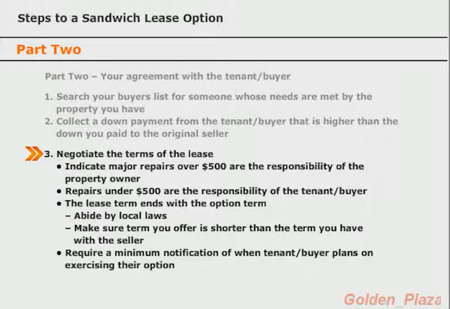Next, you need to negotiate the terms of the lease. Some of the things you want to watch out for include indicating that major repairs over $500 are the responsibility of the homeowner, and repairs under $500 are the responsibility of the tenant buyer. Also, that the lease term ends when the option comes due.